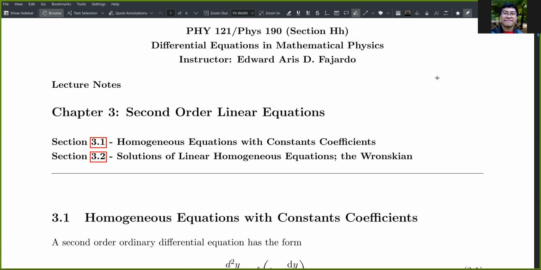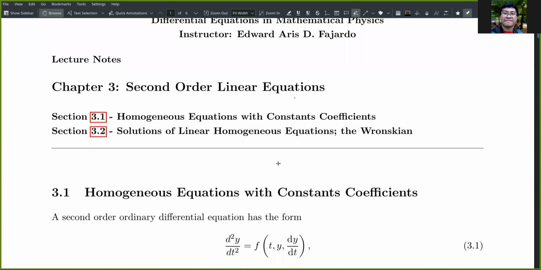Let us talk about Chapter 3, Second Order Linear Equations. We'll be covering sections 3.1, Homogeneous Equations with Constant Coefficients, and 3.2, Solutions of Linear Homogeneous Equations and the Wronskian.